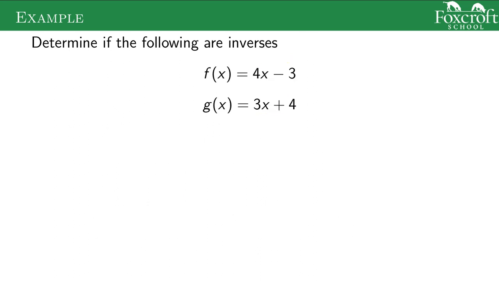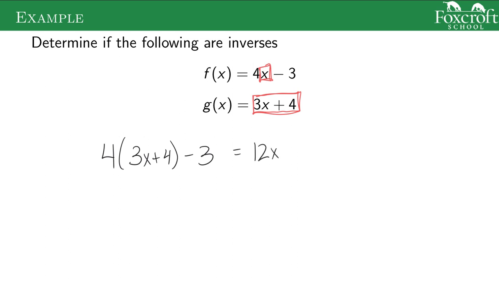All right, let's do another example. All right, so again, it doesn't matter which one I do. So let's just say I'm going to put all of g in for the x in f. All right, so the 4 is not going to change, but that x is going to get replaced by 3x plus 4 minus 3. And now we just want to follow the algebra principles of simplification. First thing you do is distribute: 12x plus 16 minus 3. I can combine the two like terms at the end: 12x plus 13. And there's nothing else I can do to simplify here.